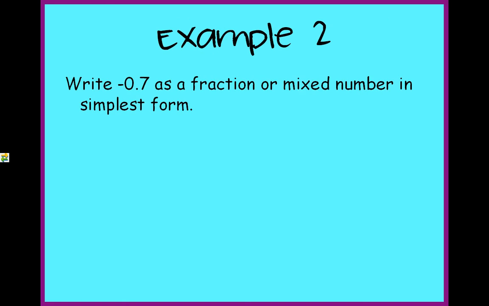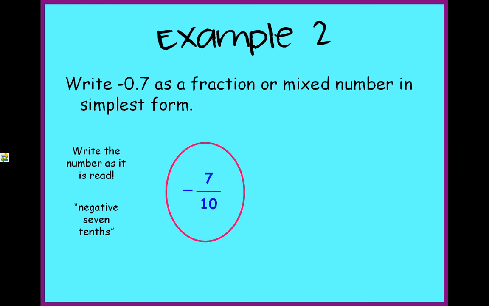Okay, so now we have -0.7, and we're going to write it as a fraction or mixed number in simplest form. And this is a review. There are some more examples on another one of my YouTube videos. So, we're going to write this number as we read it. And when I read the problem, I read it as negative 7/10. So if I write it as a fraction, you're going to put negative 7/10. And that is your answer. It is already simplified.